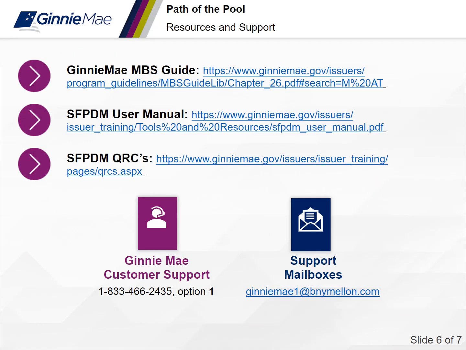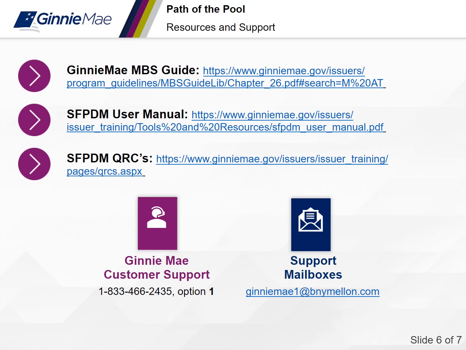Now, some resources and support. Don't forget, I always call the Ginnie Mae MBS Guide my Bible because it tells me everything that I need to know about pool processing. You don't want to miss it. And since we were doing ARM pools, I think it's Chapter 26 in the Ginnie Mae guide that deals with ARM pools. So if you want to check that out specifically to get more on the policy side and what's needed, you can check out Chapter 26.